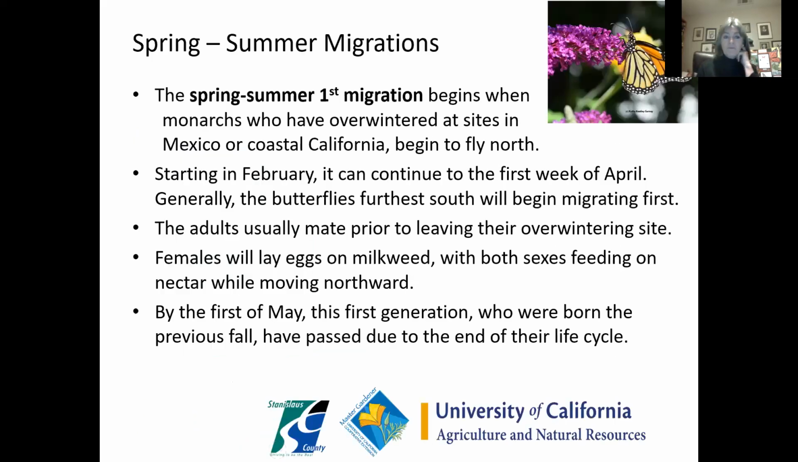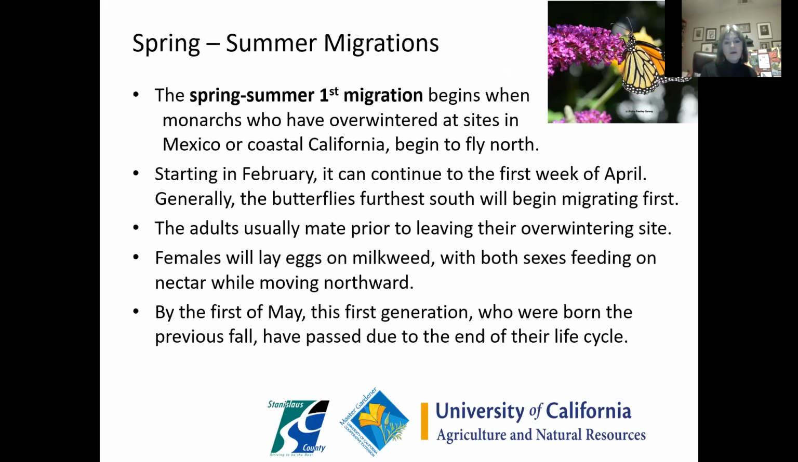So the first generation begins where they overwinter. The coastal ones begin to fly north, usually around the 1st of April. And when they're flying, the first generation will, first of all, mate. They will look for milkweed to lay eggs and start their journey north.